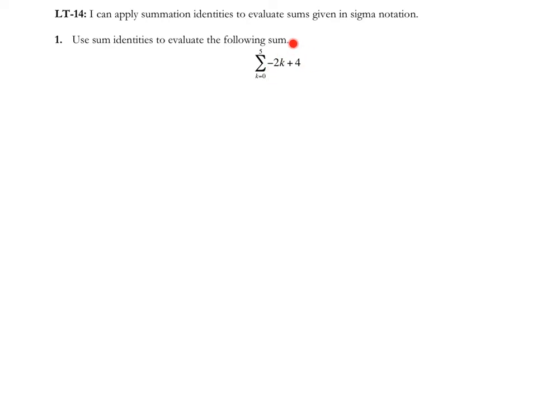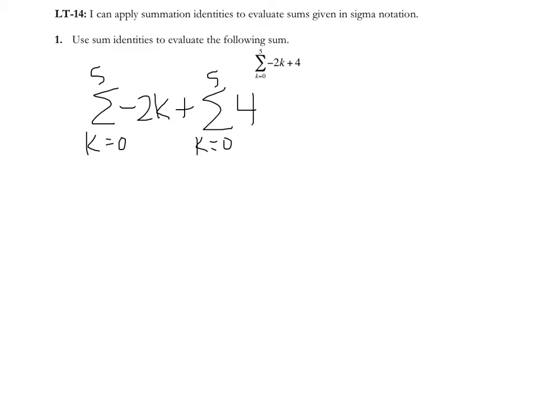If you ever have a sum on the inside of a sigma, you can always break it up into the sum of 2 separate little sigmas. So what I mean by that is that I can instead write this as the sum of negative 2k plus the sum of 4. So whenever you have a sum on the inside of a sigma, you can break it up into 2 separate sums. And that might be useful because it might get it to the point where we can use those formulas that I mentioned on your sum identity sheet.